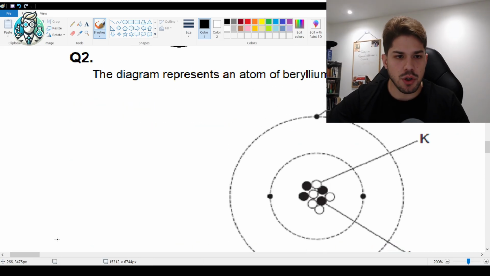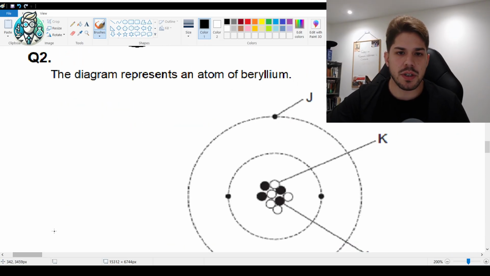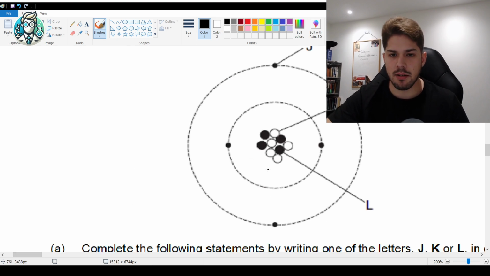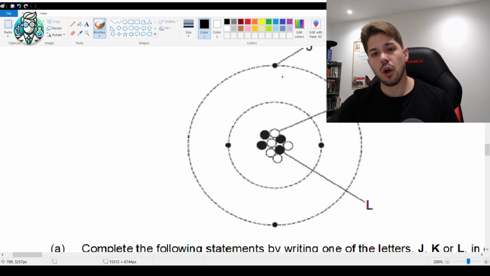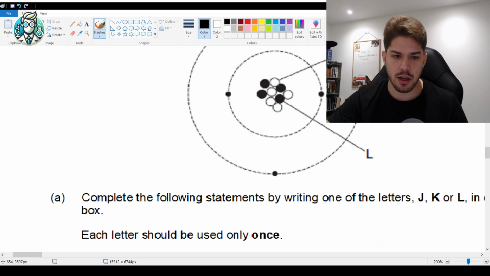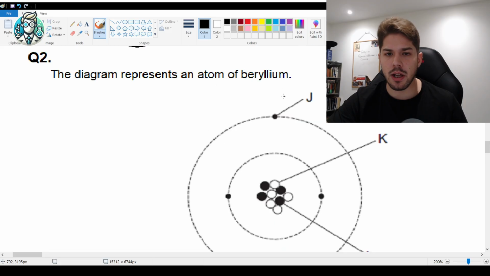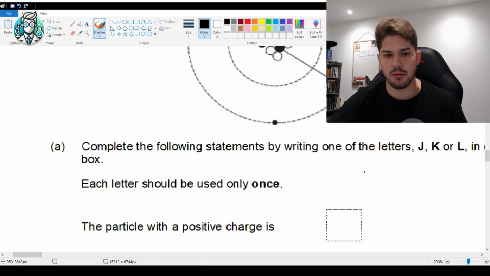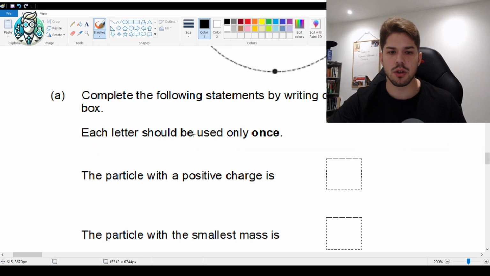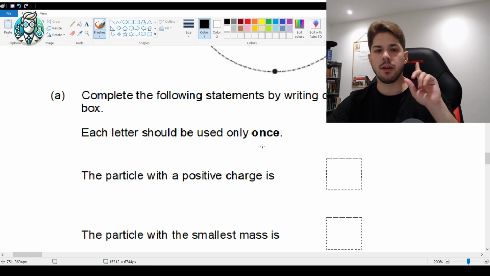Here we have question 2. The diagram represents an atom of beryllium. Okay? Fantastic. And they give us the diagram. Also remember that this diagram is not to scale. The electron is much smaller. It's 10,000 times smaller. So this diagram is not to scale, okay? And they label it with J, K, L. Complete the following statements by writing one of the letters J, K, or L in the box. Each letter should be used only once.